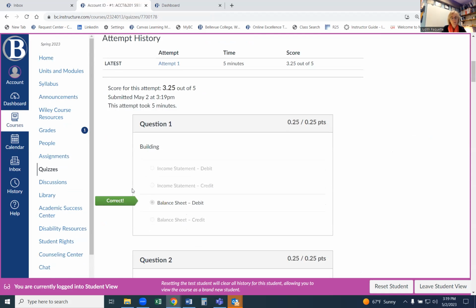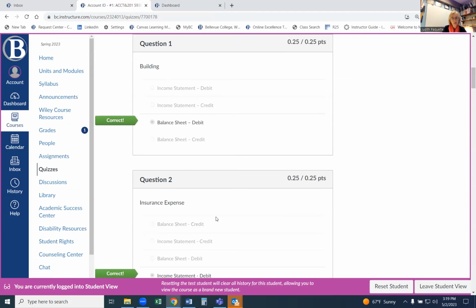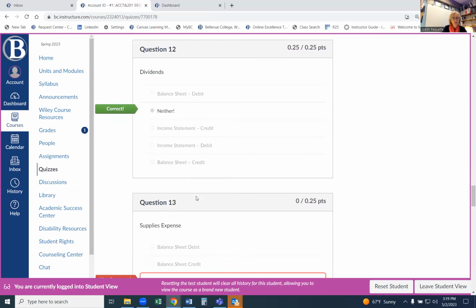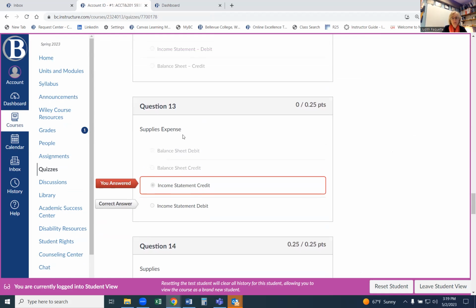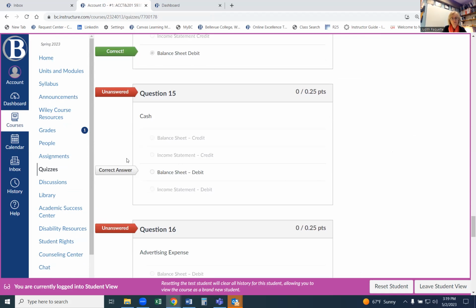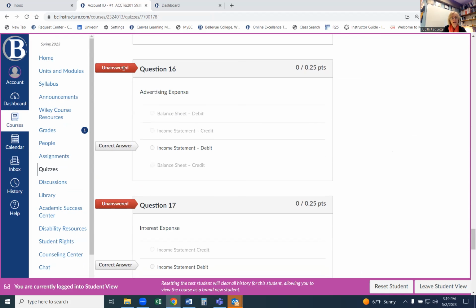Now it's graded it. So it's saying these are correct. Building is correct. And so forth. And there's one that's not correct. This one. Supplies expenses. Expenses are on the right side of the equation. But remember, we subtract expenses. So it's a debit. Should be a debit. Okay. Supplies. So then cash would be balance sheet debit.